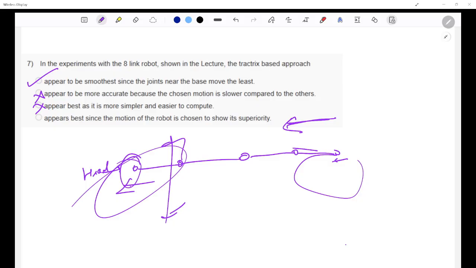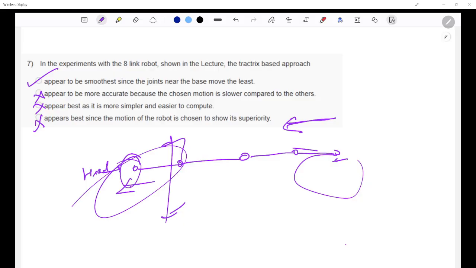And the last option is appears best since the motion of the robot is chosen to show its superiority. This statement implies experimental bias, which is not the point in this lecture. The lecture shows actual motion behavior, not artificially favorable conditions. Hence, it is incorrect. Okay.